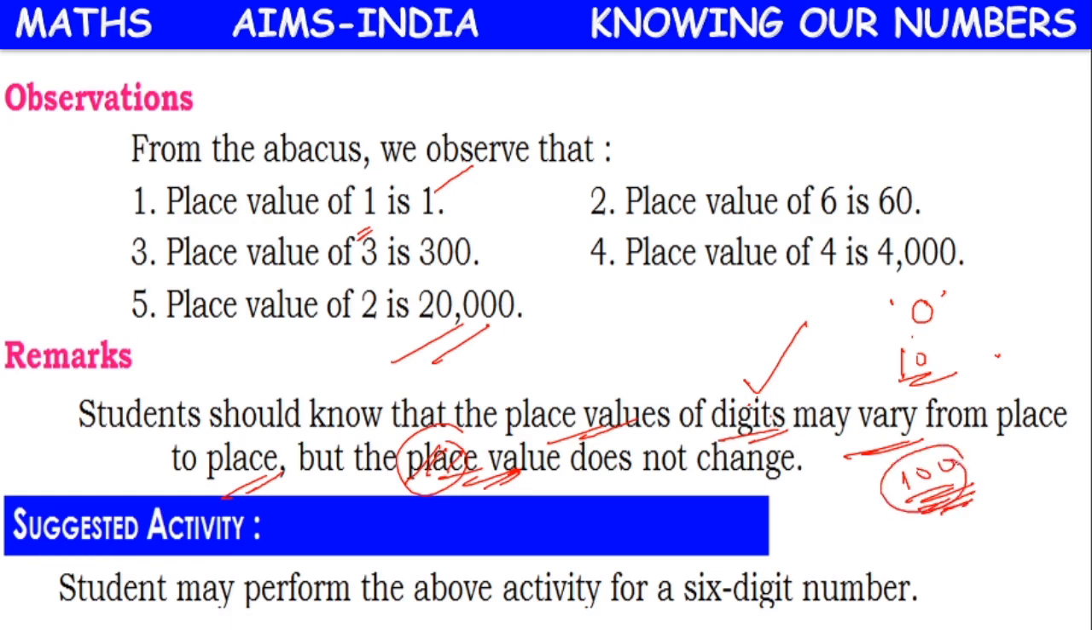But in hundreds place, if 3 is there, its value will be 300. If 4 is there, its value will be 400. If 5 is there, its value will be 500. So place value of the digit changes, but not the place value. So you can perform the above activity for 6-digit number also.